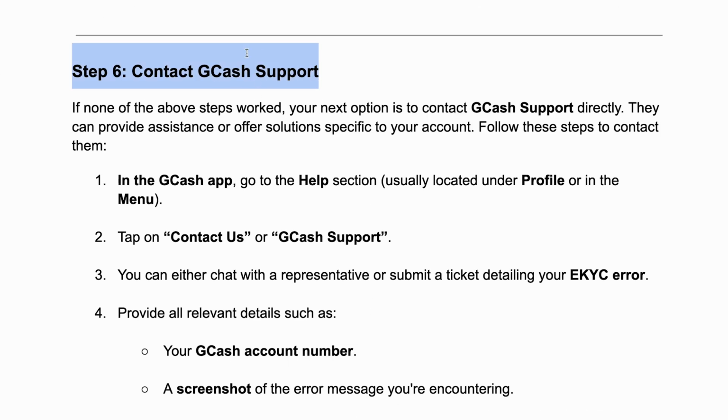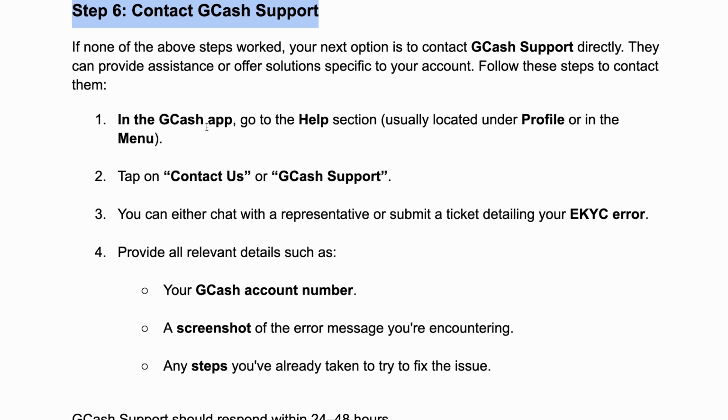If nothing works, just contact the GCash support. So in the GCash app, go to help and then select contact us. You can either chat with a representative or submit a ticket detailing your EKYC error.